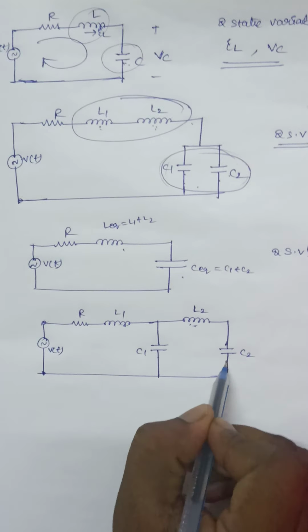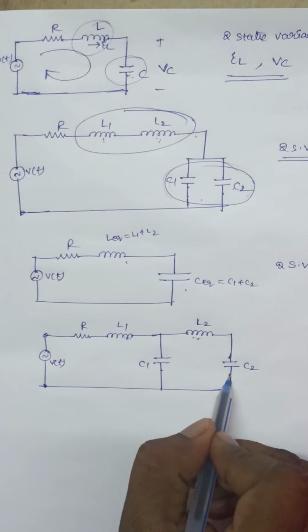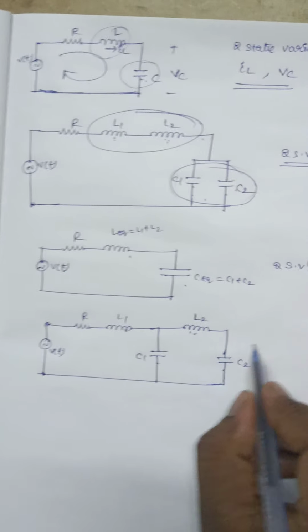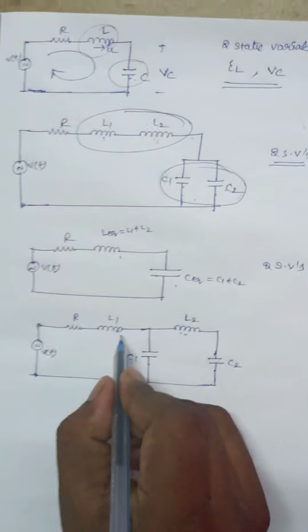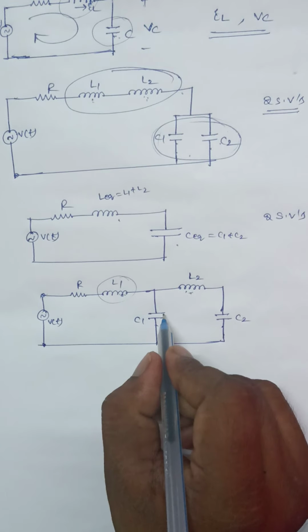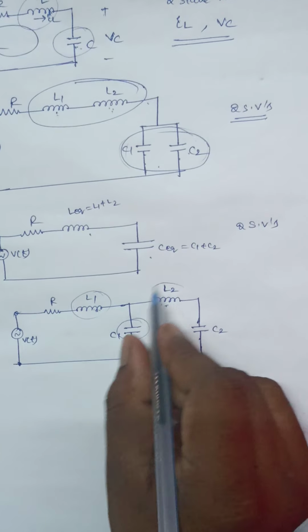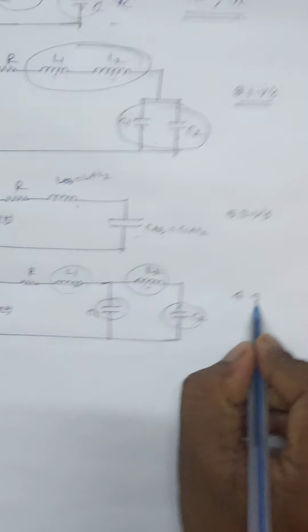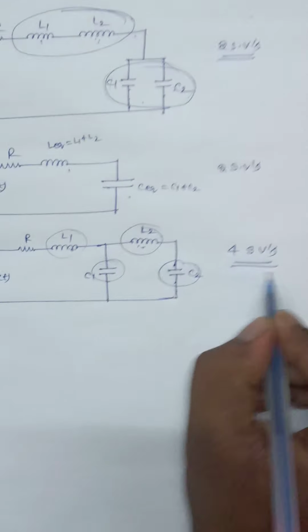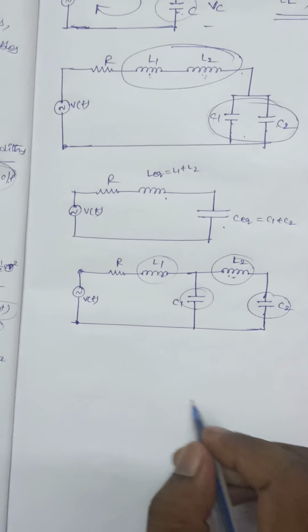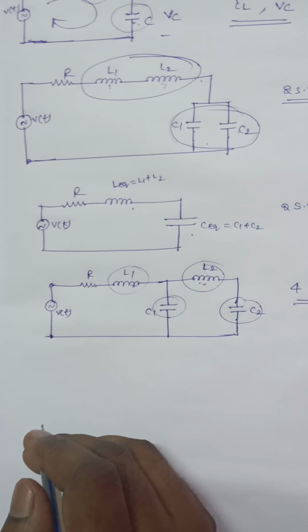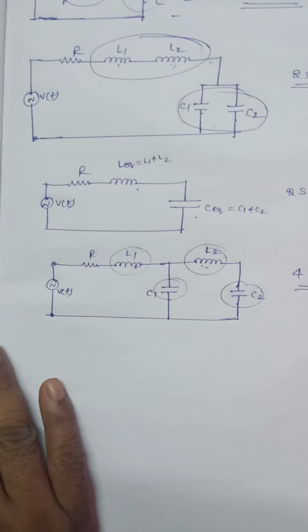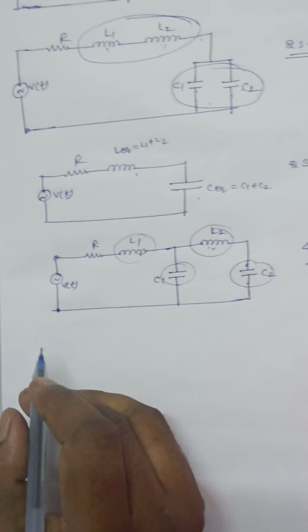Similarly, these two capacitors are not connected in series or in parallel, so I cannot reduce this circuit. So there will be four memory storage elements or four energy storage elements, 1, 2, 3, 4, so there will exist four state variables here. So the number of state variables can be determined from the energy storage elements like this.